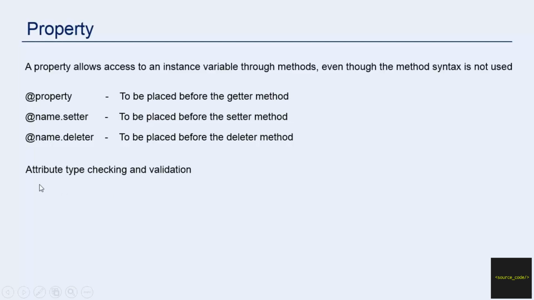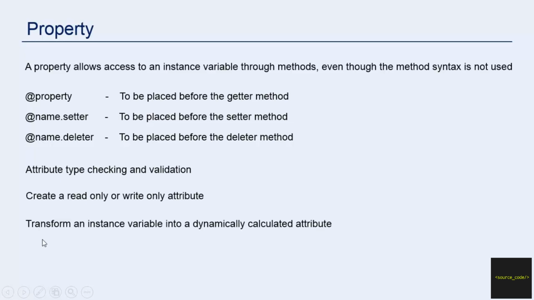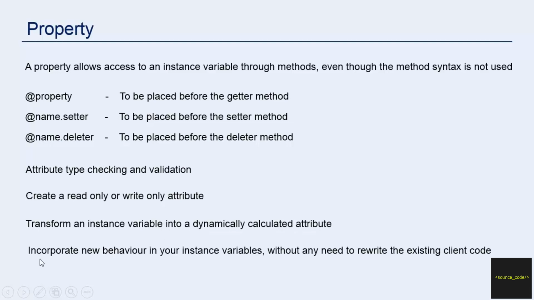You can use a property for attribute type checking and validation. You can create a read-only or write-only attribute using property. You can transform an instance variable into a dynamically calculated attribute. You can incorporate new behavior in your instance variables without any need to rewrite the existing client code. So you can use a property to give new functionality to existing instance variables.